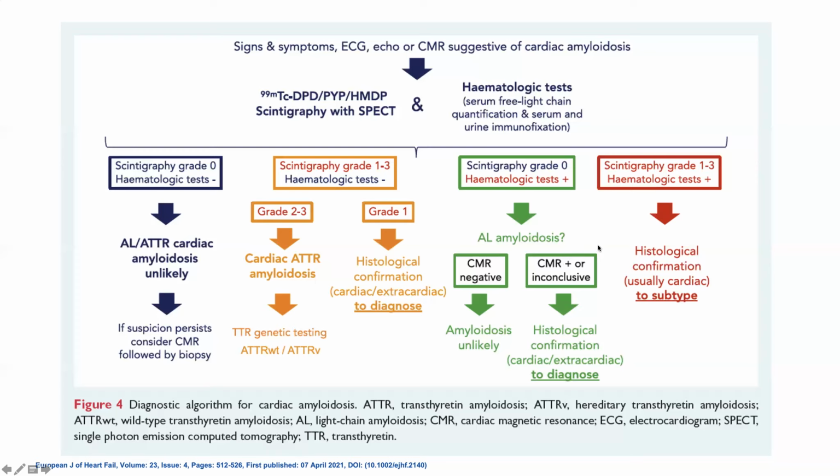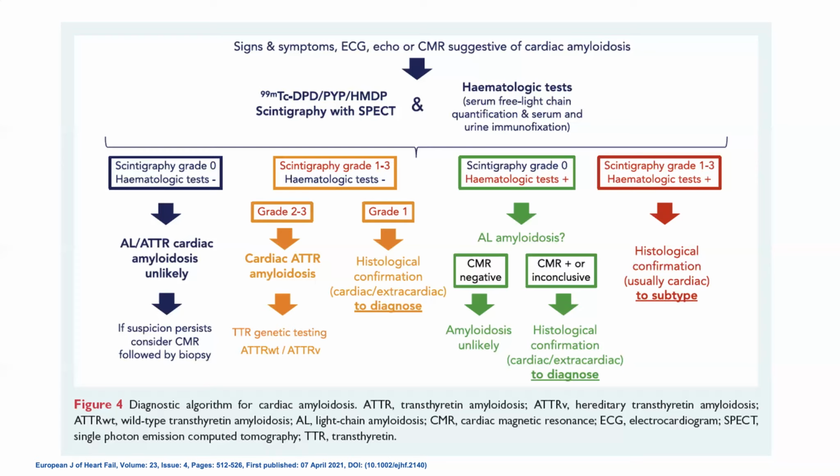And what about the fourth one? Scintigraphy shows cardiac uptake, and at least one of the monoclonal protein tests is abnormal. So ATTR amyloidosis with concomitant MGUS or any hematological disorder that produces FLC, AL amyloidosis, or coexistence of both AL and ATTR amyloidosis are possible in this scenario. Diagnosis of cardiac amyloidosis in this case requires histology with amyloid typing, generally with endomyocardial biopsy.